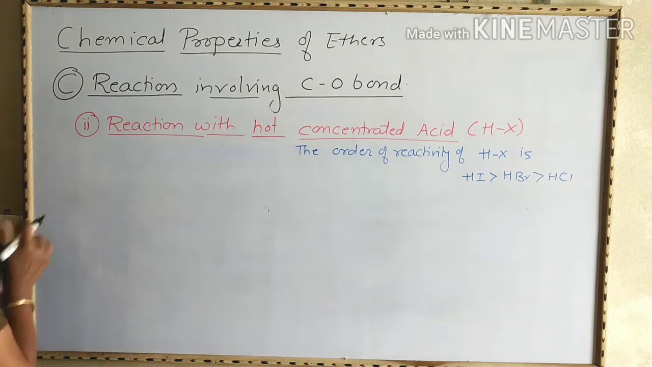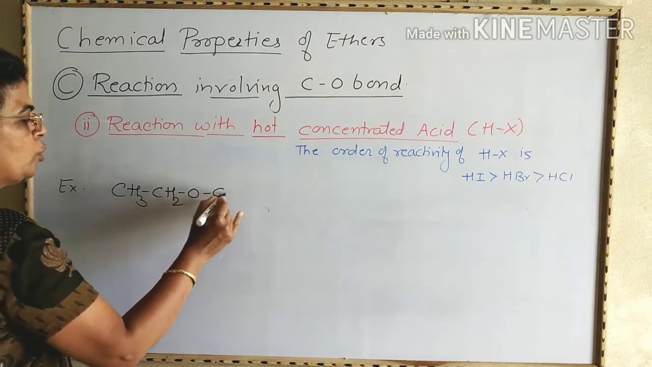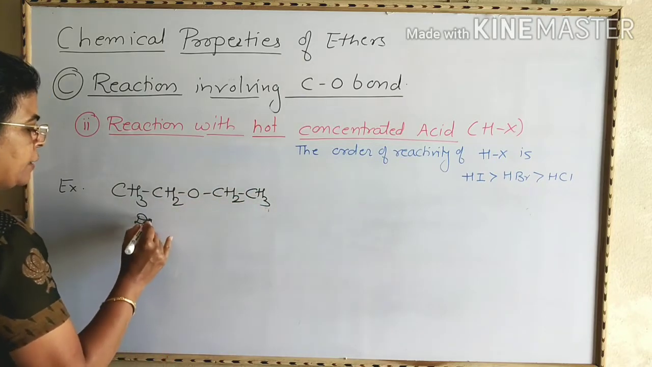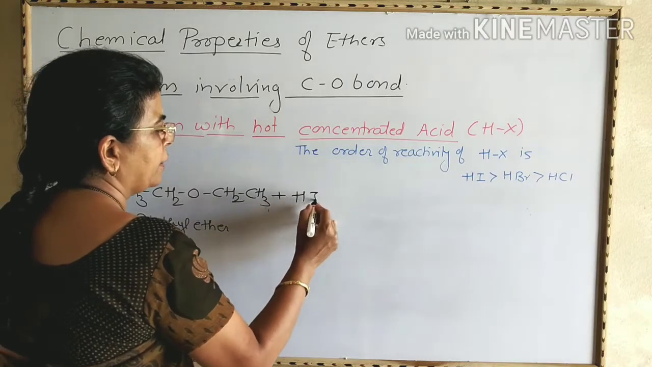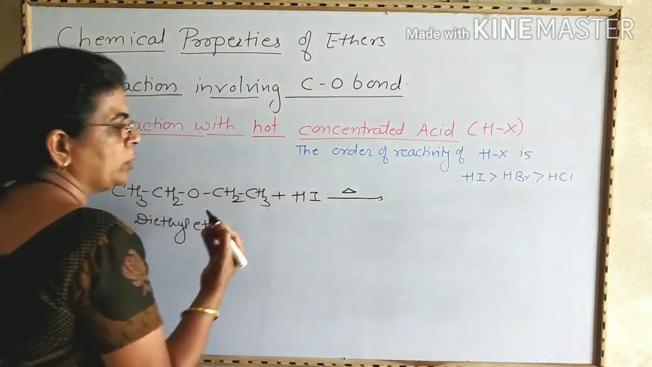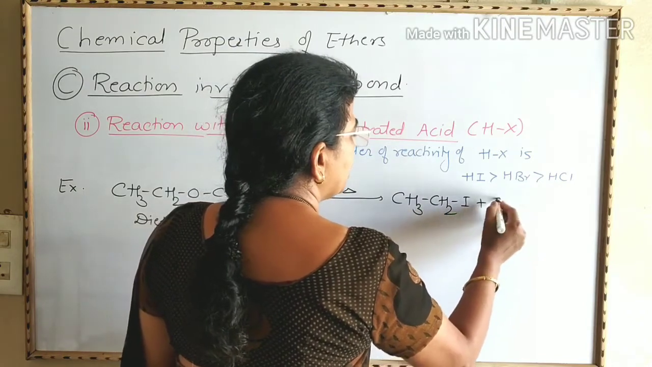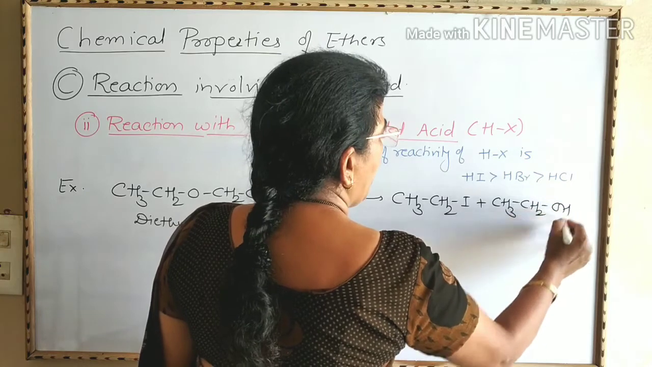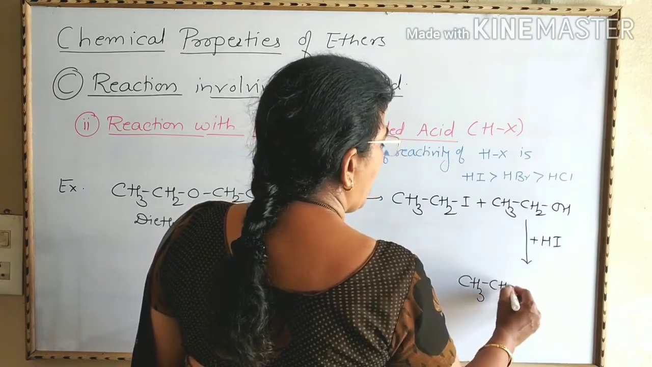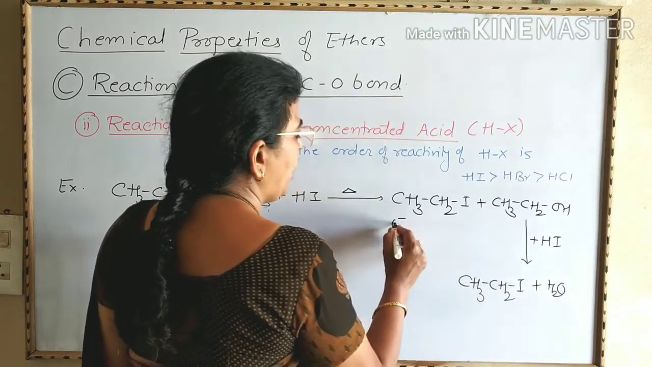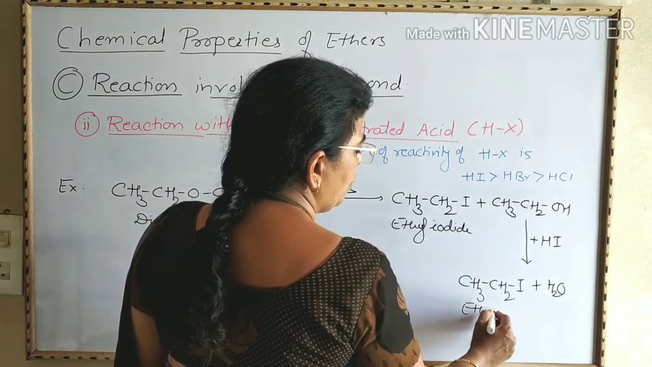For example, CH3CH2OCH2CH3. This is diethyl ether. Then when it is treated with hot and concentrated HI, formation of CH3CH2I plus CH3CH2OH takes place. And this alcohol again reacts with HI to form CH3CH2I plus H2O. This is ethyl iodide. This is ethanol. This ethanol is again converted into ethyl iodide.